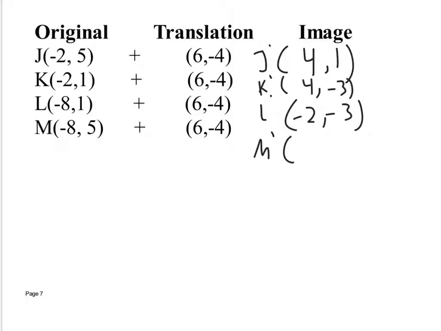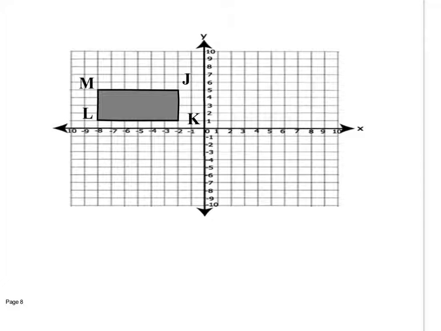Because you know what the x coordinate for M prime is going to be because it's the same as L prime, -2. And you know that it has the same y coordinate as J, right? They both start at 5, so when you subtract 4 from it, you end with 1. So that's my 4 coordinates. So this is the original image, or the original figure. Now let's draw the image.